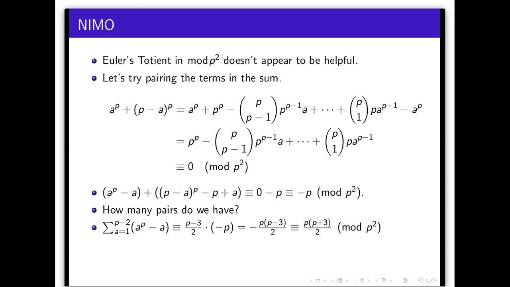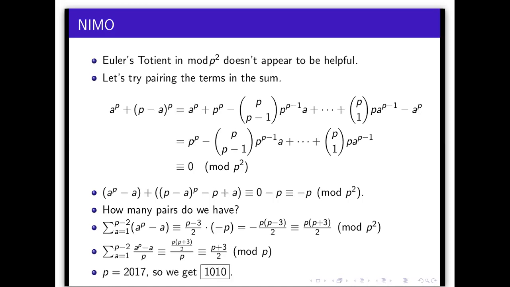And now remember that our final answer was to determine the sum of a to the p minus a over p mod p. So then this comes out to p times p plus 3 over 2 divided by p, which is p plus 3 over 2 mod p. So plugging in p is 2017, we get 1010. So does anyone have any questions?